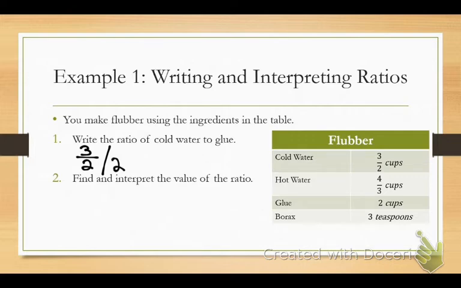I had to do the slash because I didn't have enough space, but I'm writing it as a fraction. So that's it, I wrote my ratio. But now in letter B, it wants me to find and interpret the value of that ratio. So here's what I do, and this is how I find all of my values. I divide the first number by the second number. 3/2 divided by 2. This is something you can do in your calculator. 3/2 divided by 2.